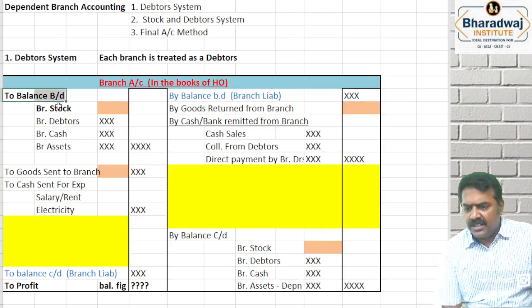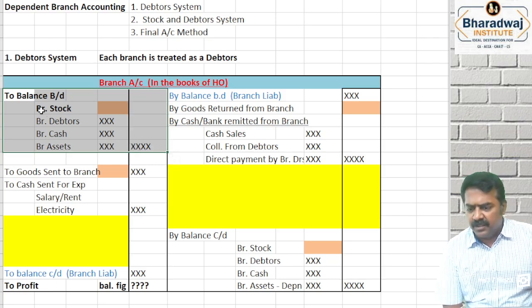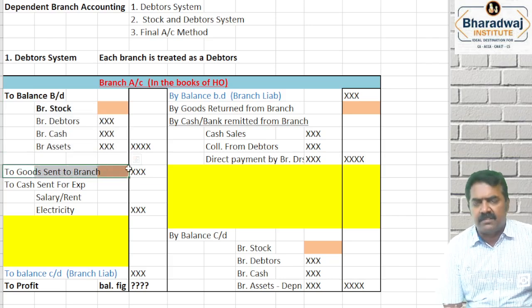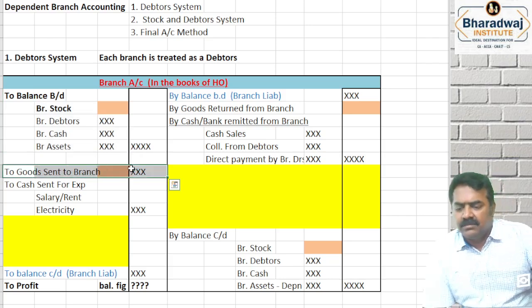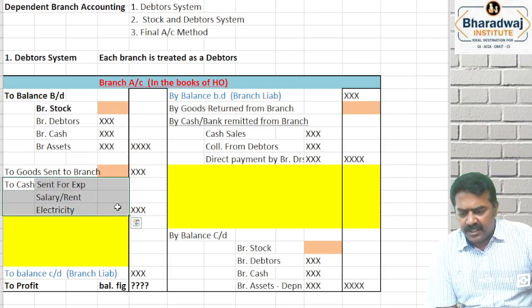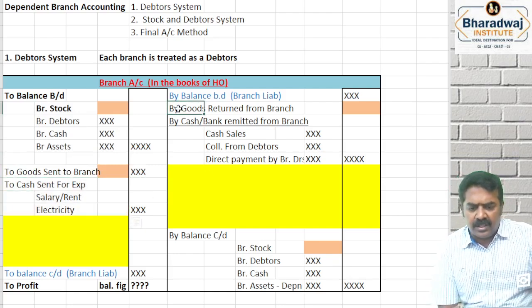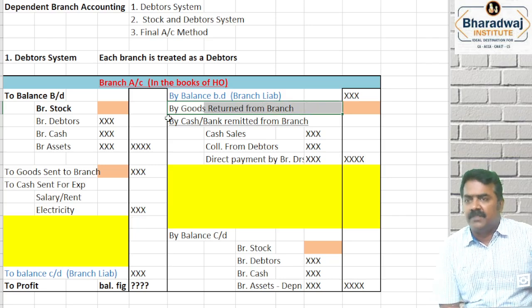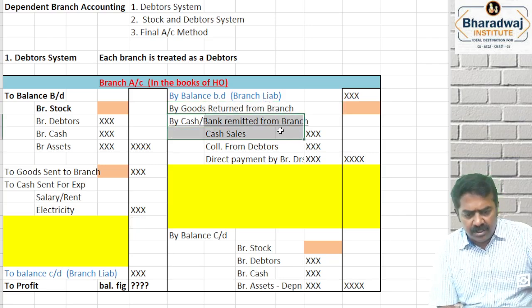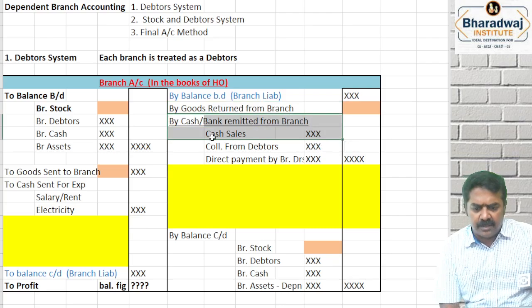So whatever they received will be with them. It can be in the form of stock, or they sold it to collect debtors, cash or assets will be there. Debtors will have a debit balance in general. Debit whatever is given, like goods sent to branch or cash sent for expenses. Credit whatever is given by them. Credit the giver. It can be goods returned from branch or cash remitted by them.